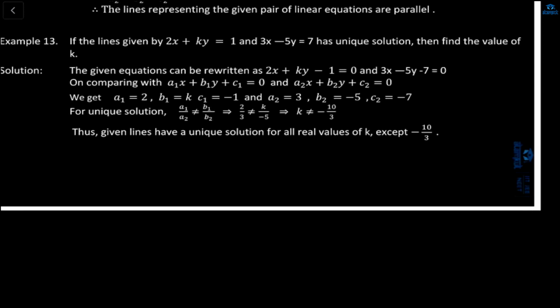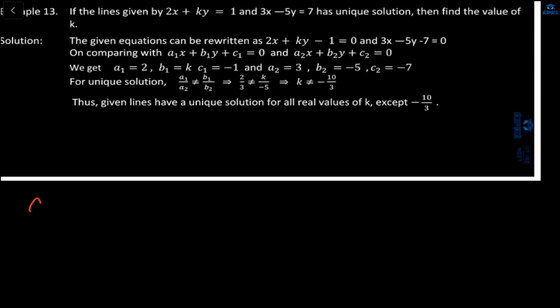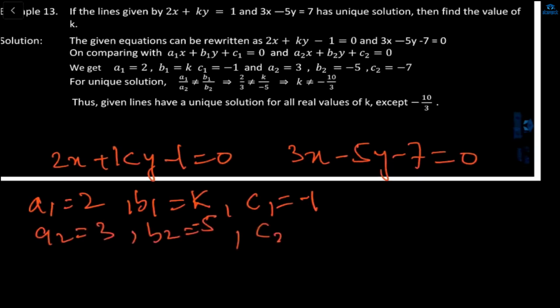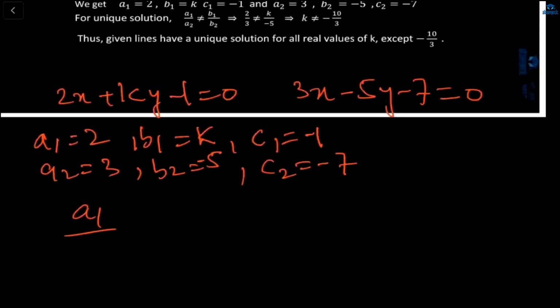Now if you check the values, A1 is equal to 2, B1 is equal to k, and C1 is equal to -1. Okay, you will have to change the equation as 2x plus ky minus 1 is equal to 0, and the second one also 3x minus 5y minus 7 is equal to 0. Now A2 is equal to 3, B2 is equal to -5, and C2 is equal to -7. Since it is a unique solution, A1 by A2 will not be equal to B1 by B2.